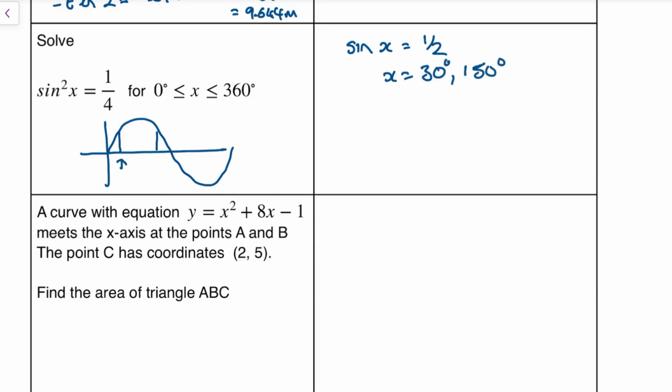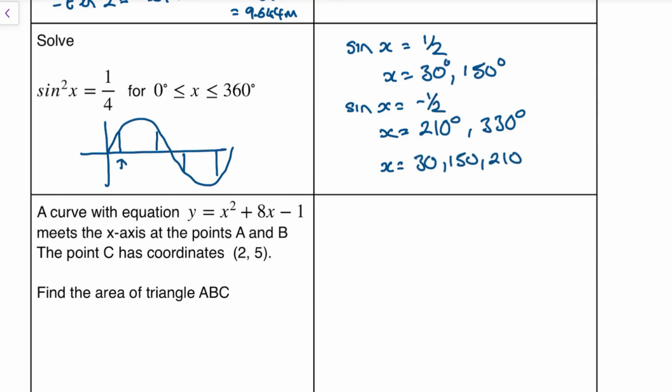But of course, when I do the square root, it's also the case that sine x is equal to minus a half. So therefore, x is down here, minus a half. So x is equal to 180 plus 30, which is 210, or 360 minus 30, which is 330 degrees. So just keeping it nice and neat, so the answers are clear. So therefore, x equals 30, 150, 210, or 330 degrees. And that is that question done.